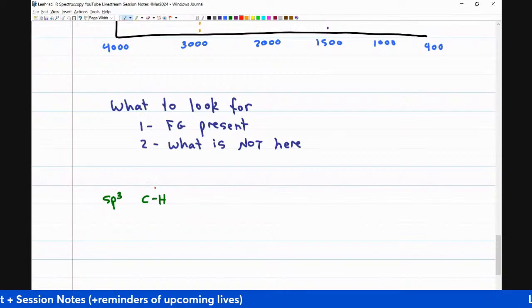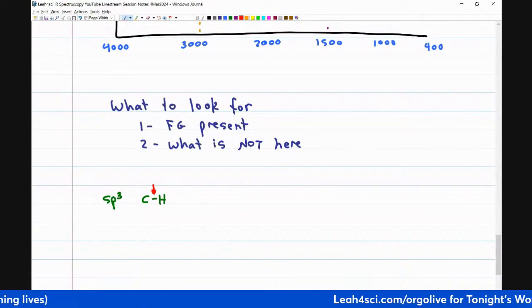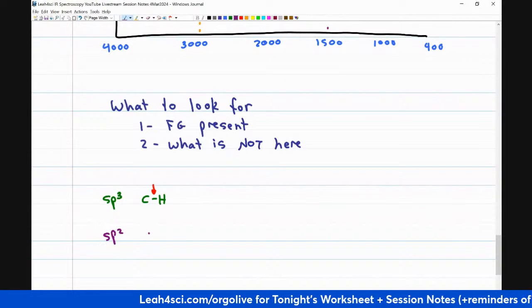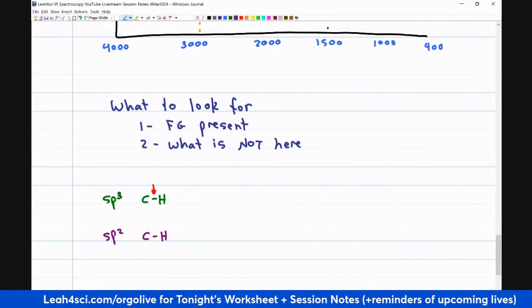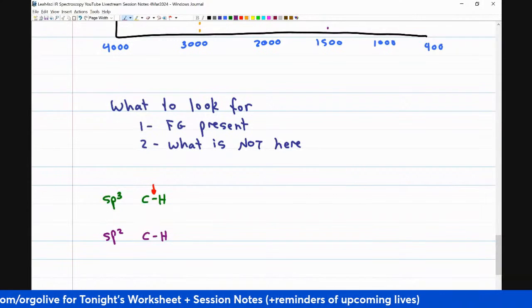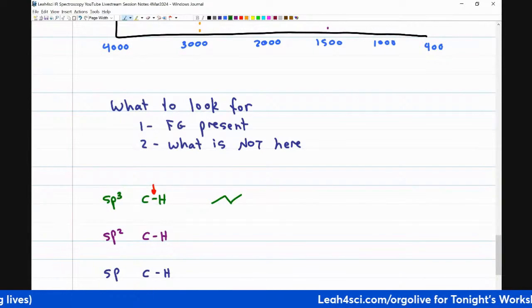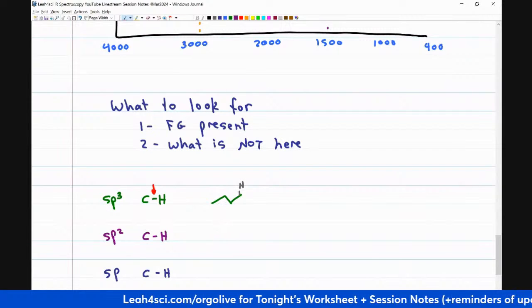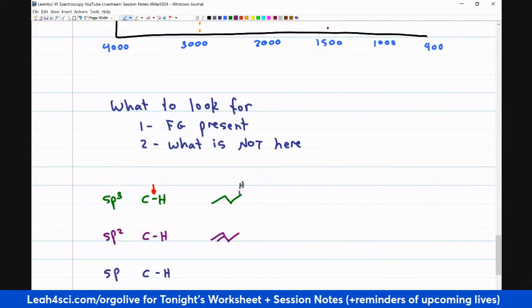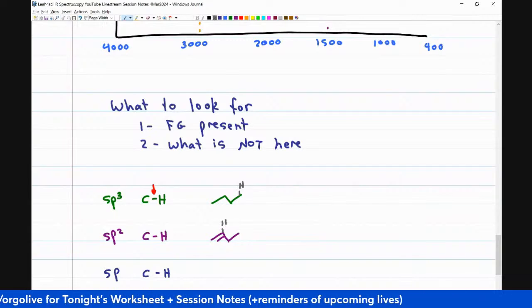An sp3 carbon bound to a hydrogen, so it's the carbon to hydrogen bond, but the carbon is sp3, compared to, say, an sp2 carbon to hydrogen. Again, it's the bond between carbon and hydrogen, but the hybridization refers to carbon, or an sp carbon to hydrogen. So let's look at some quick examples. If I have an alkane, I'd be looking at this hydrogen. Say I have an alkene like that, I'd be looking at, say, this hydrogen.